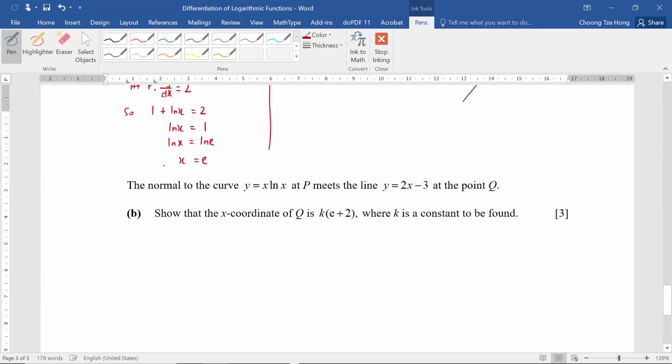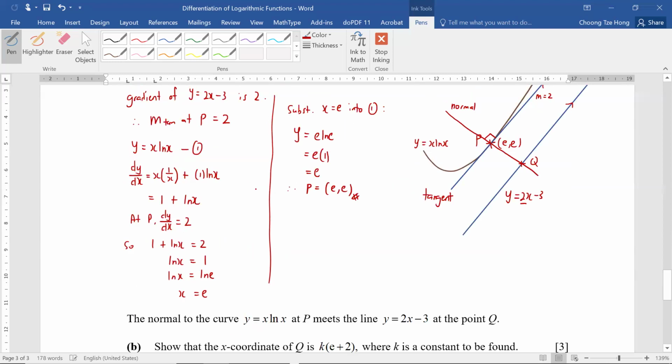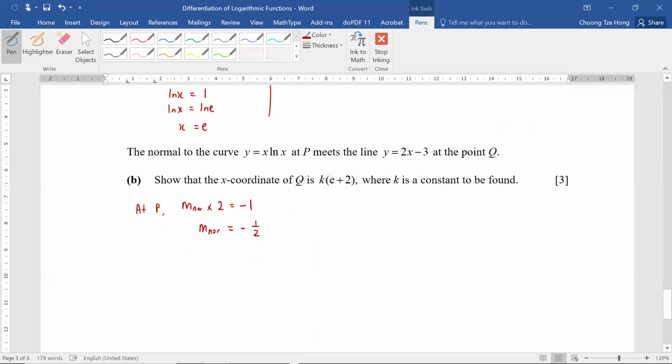So at P, the gradient of the normal times the gradient of the tangent, which is 2, will give us -1. So the gradient of the normal will be -half. The normal also passes through the point (e, e). In other words, we can find the equation of the normal already.